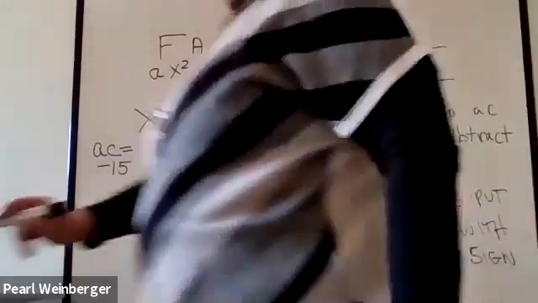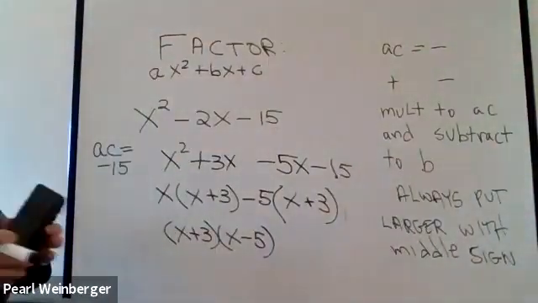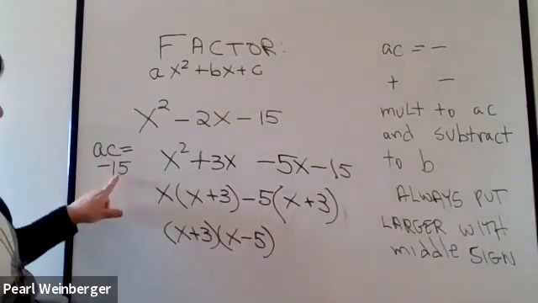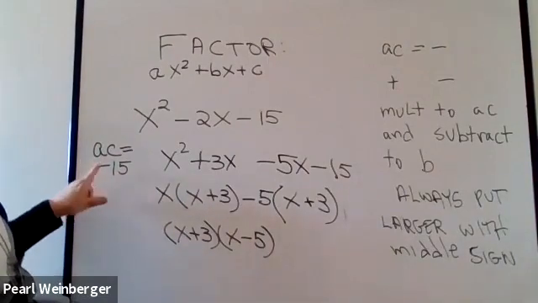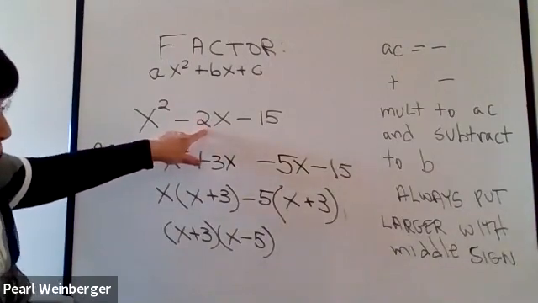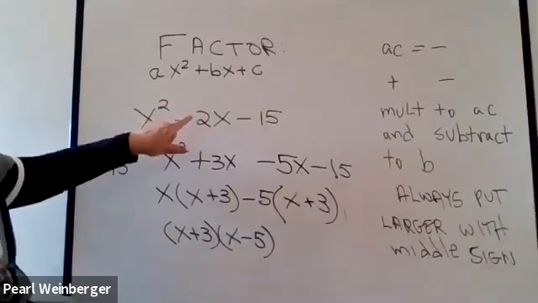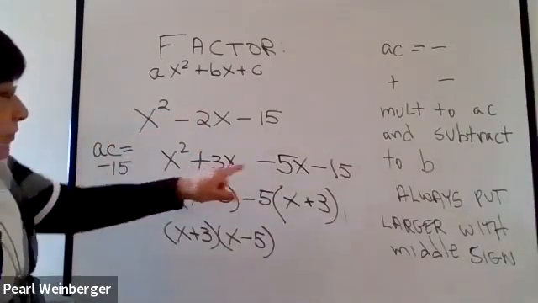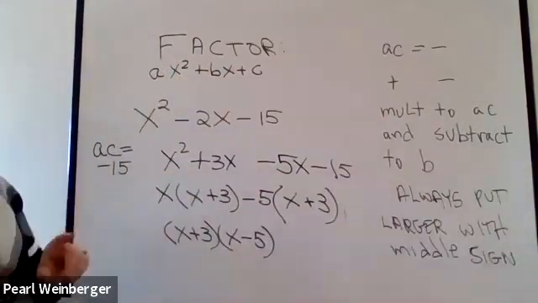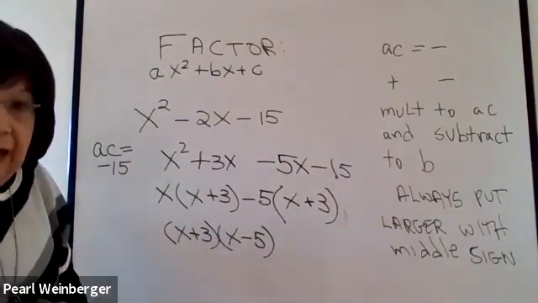And that's exactly what we did over here. Our AC was -15, so we looked for 2 numbers that multiply to 15. But since this was minus, they had to subtract to the middle term, which was 2. That was my 5 and 3. And since the larger number, the 5, got the negative, the 3 was a positive. They have to be opposite signs.